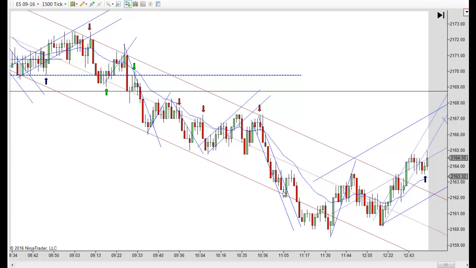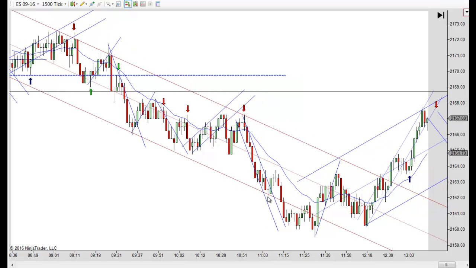I probably would have looked to exit here, but a lot of times you're better off to wait till you make the new low and then take the first higher bar that breaks higher, which would have been here. So that would have got you a little more room. But this is still a really nice trade from here to there.